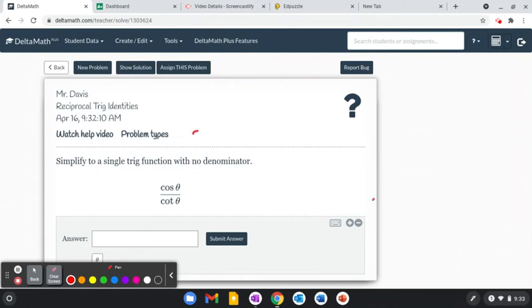So as a general strategy, I said in the last video, the best thing you can normally do is just to turn all functions into sines and cosines if possible. That's generally a good strategy to accomplish your task.